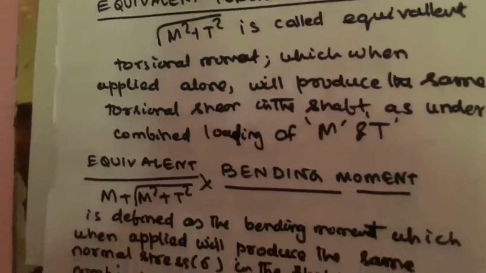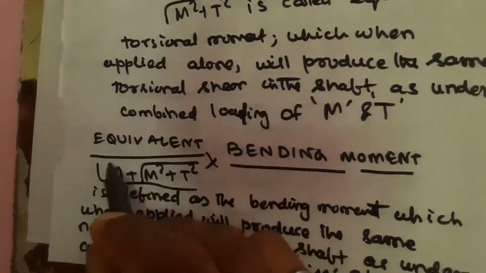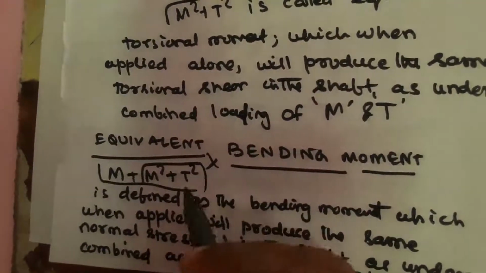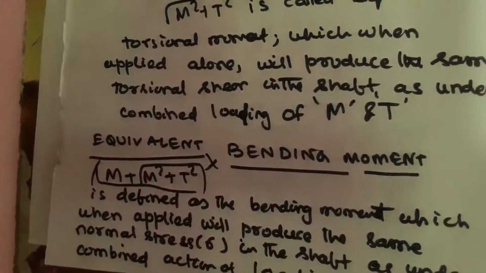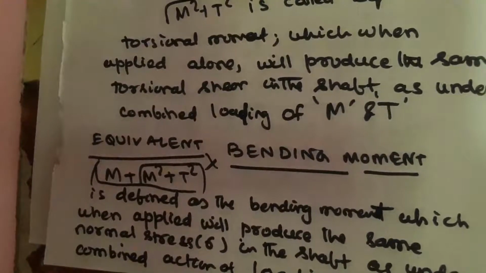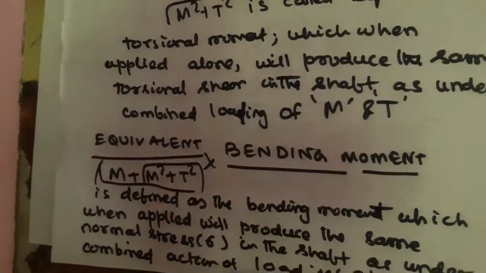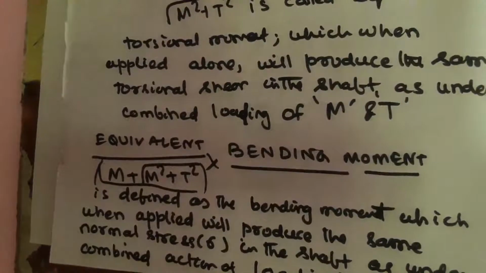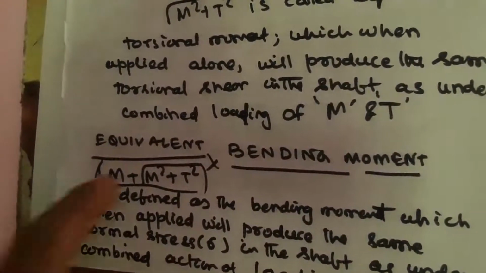And then we'll talk about equivalent bending moment. Equivalent bending moment is M plus under the radical sign M square plus T square. This amount of bending moment will produce the same amount of principal stress or normal stress in the shaft as under the combined action of the load, that is the bending moment M and the torsional moment T together. So this is all about the equivalent torsional moment and equivalent bending moment.